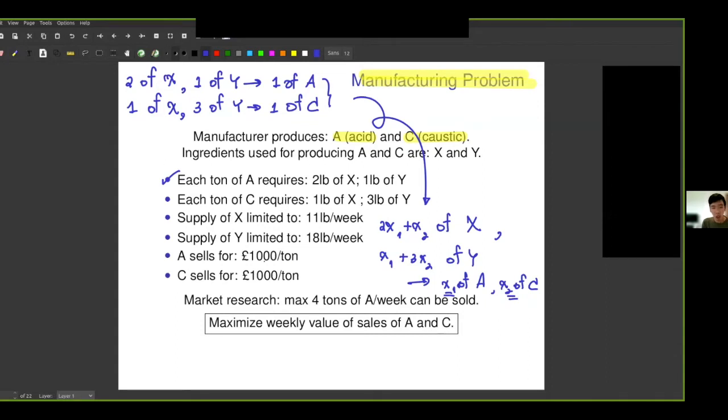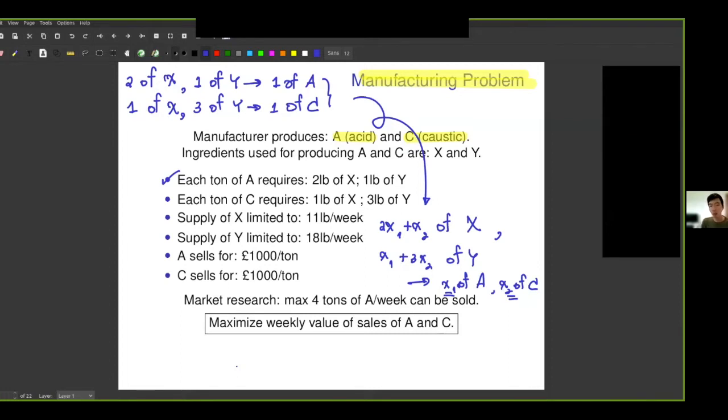The question also says that the selling price of the product A, the acid, is 1,000 pounds per ton, and the selling price for the caustic C is also about 1,000 pounds per ton. So the product A and the product C are equally profitable. On top of all of this, we also have the result from the market research team to suggest that no more than 4 tons of A can be sold in a week. So all of these are the requirements that you gather.